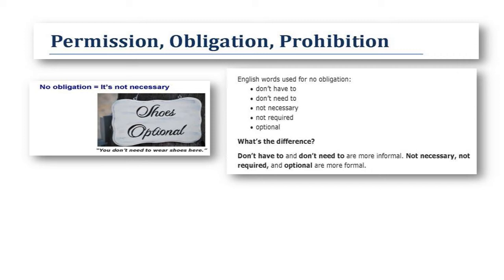English words used for no obligation include don't have to, don't need to, not necessary, not required, and optional. What's the difference? Don't have to and don't need to are more informal. Not necessary, not required, and optional are more formal.